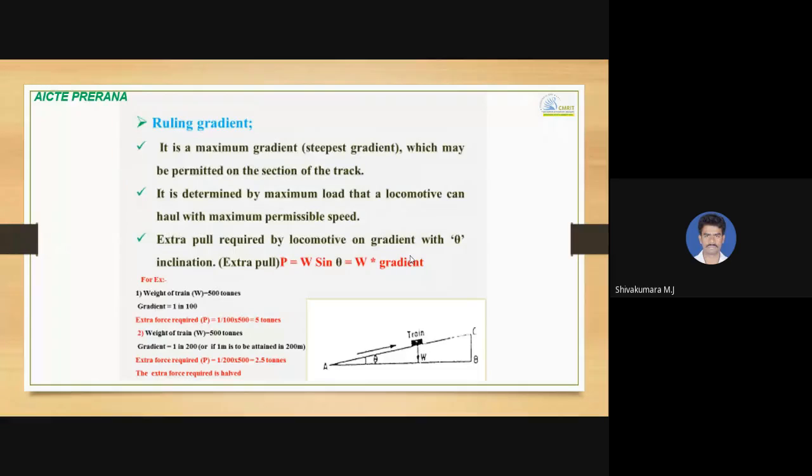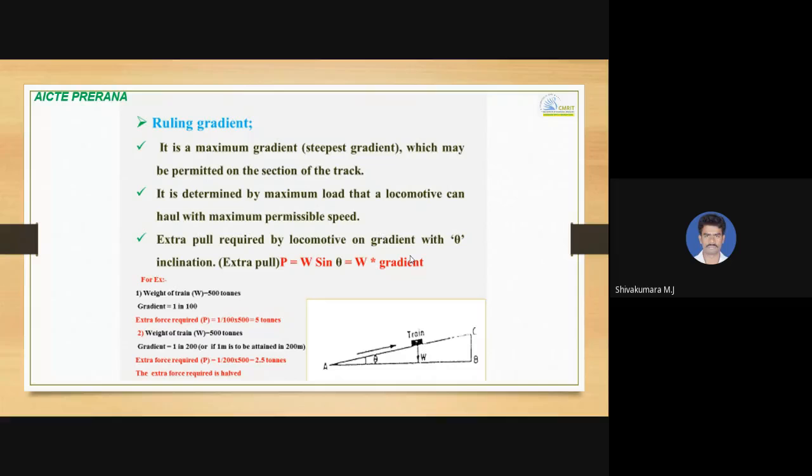And it is the maximum gradient, the steepest gradient that can be provided, which may be permitted on the section of track, and it is determined by the maximum load that a locomotive can haul with maximum permissible speed. So without negotiating with the permissible speed, how much load a locomotive can take. Based on that, this ruling gradient will be determined.